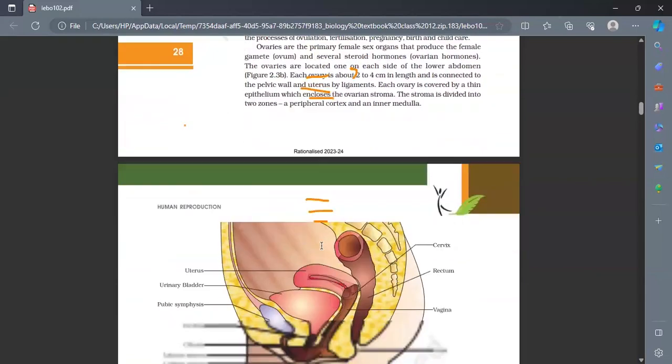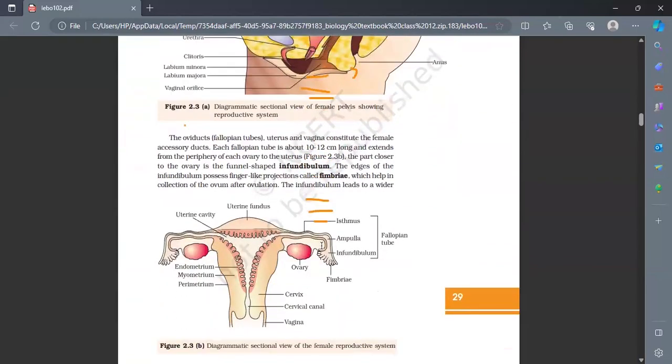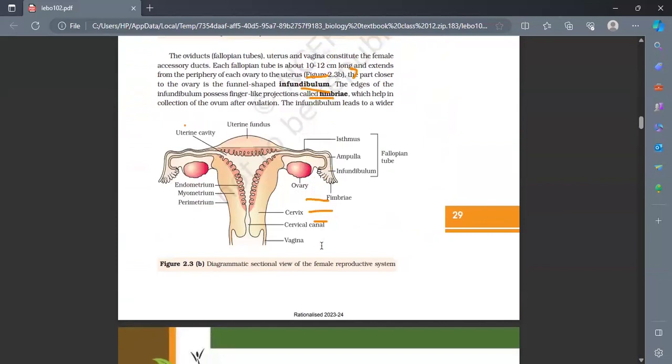Okay, fine. Next, we come to the female reproductive system. Again, a complex system it is. Why is it so complex? Because the female system has got 2 things to do. Number 1, it needs to produce a gamete. Because the gametogenesis process will happen, that happens inside the ovary.